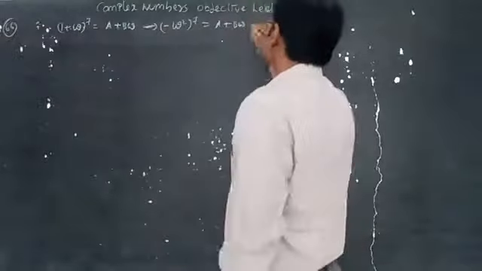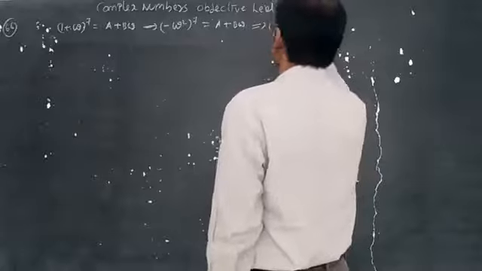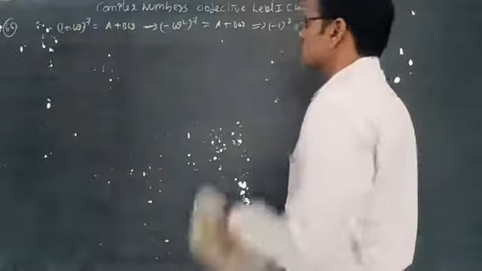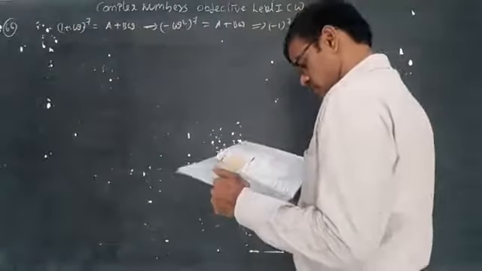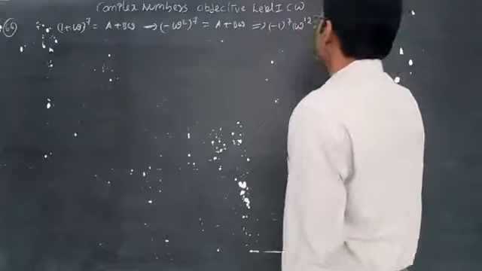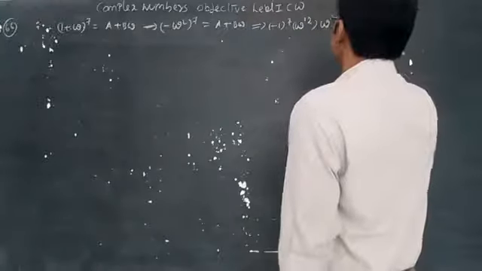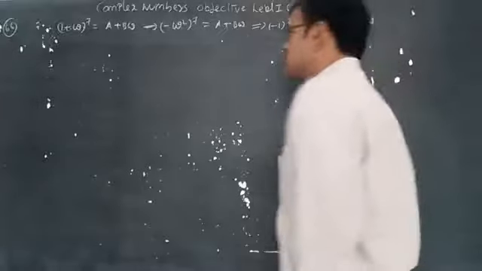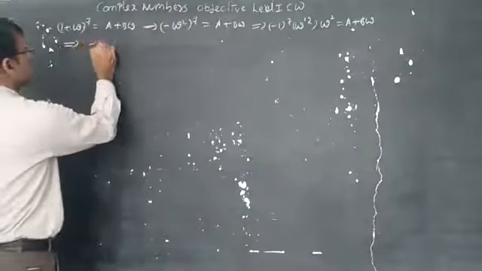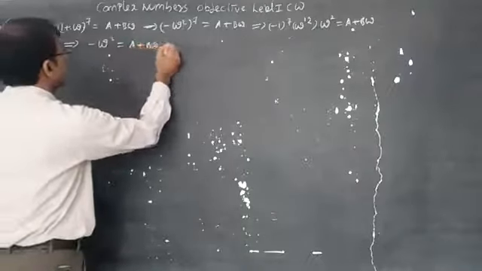You can understand (minus 1) power 7 into omega power 14. Omega power 14. (1 plus omega) whole power 7 is equal to a plus b omega. Omega power 14 becomes omega power 12 into omega square is equal to a plus b omega. Okay. Minus 1 power 7 becomes minus 1. Omega power 12 becomes 1. So write like this: minus omega square is equal to a plus b omega.